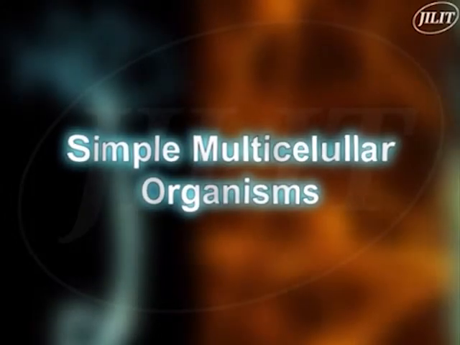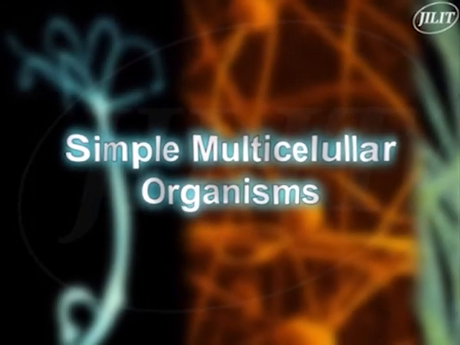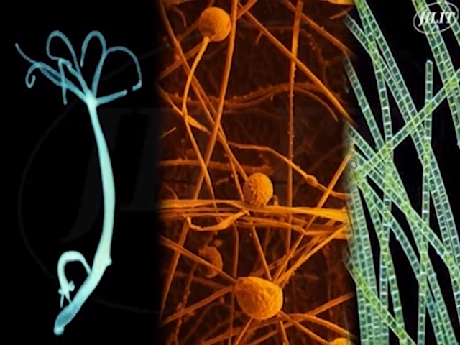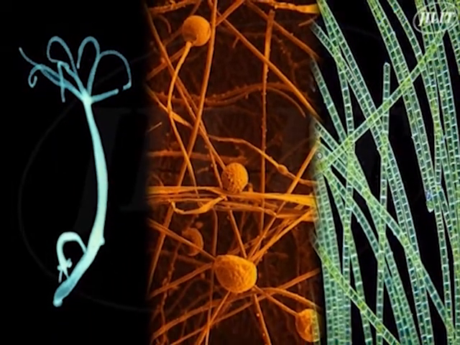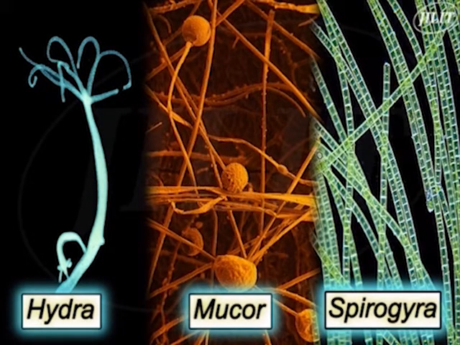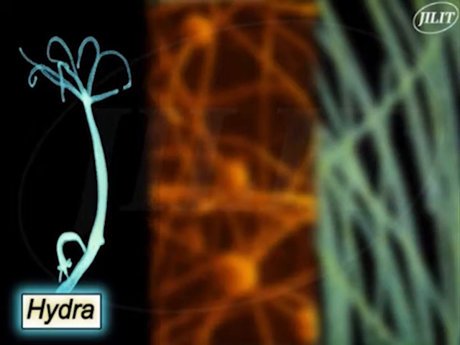But there are certain simple multicellular organisms also. Some multicellular species are microscopic. Hydra, Mucor, and Spirogyra are the examples of multicellular microscopic organisms. This is Hydra.